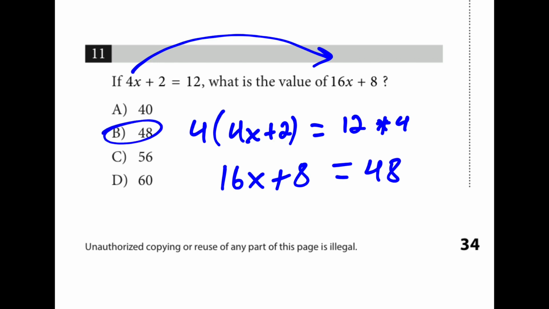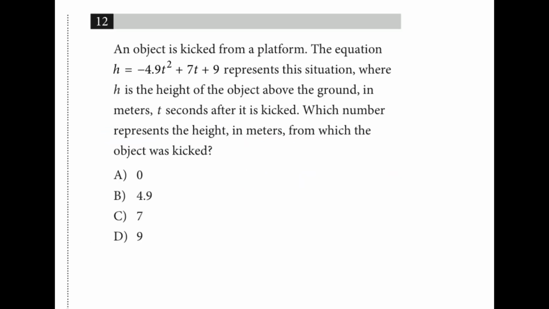Number 12, we have an object kicked from a platform. We have the standard gravity type equation involved, and h is the height, t seconds after it's kicked. Which number represents the height in meters from which the object was kicked? That's going to be the starting value. When you plug in 0 for time, that's where you start out, and that's going to be 9.